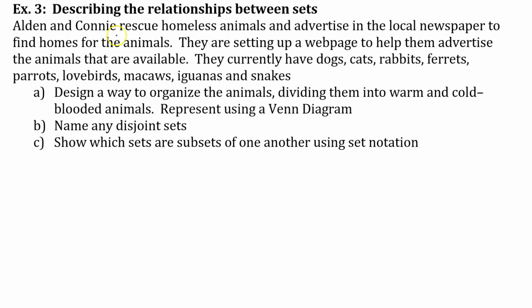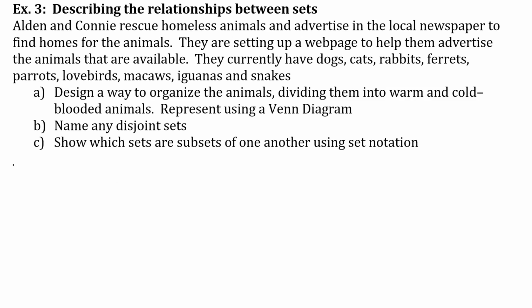So, Alden and Connie rescue homeless animals and advertise in a local newspaper to find homes for the animals. They are setting up a web page to help them advertise the animals that are available. They currently have dogs, cats, rabbits, ferrets, parrots, lovebirds, macaws, iguanas, and snakes. A. Design a way to organize the animals, dividing them into warm-blooded and cold-blooded animals. Represent using a Venn diagram. B. Name any disjoint sets. And C. Show which sets are subsets of one another by using set notation.